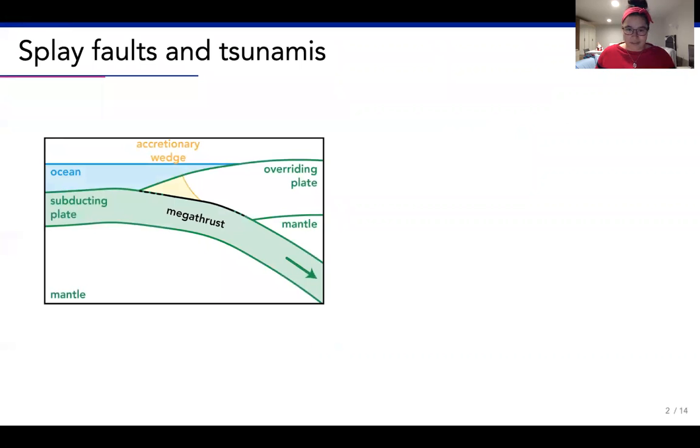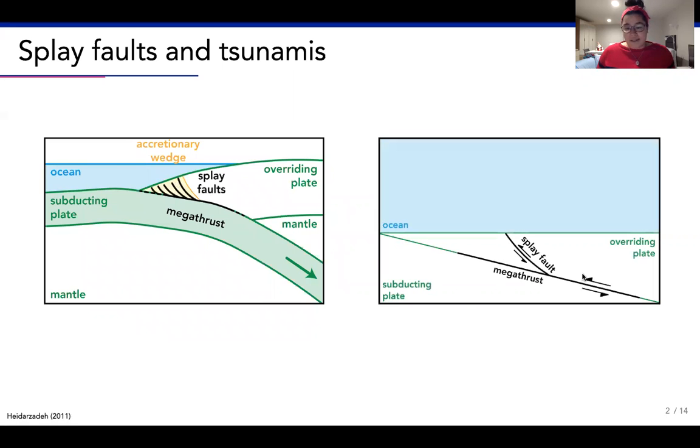I'm talking about splay faults and tsunamis. What are they? Well, if you don't know, splay faults are faults in subduction zones that splay away from the megathrust. So this black fault here would be the megathrust, and then these would be the splay faults that splay away from the megathrust. Now, why are they important in tsunamis?